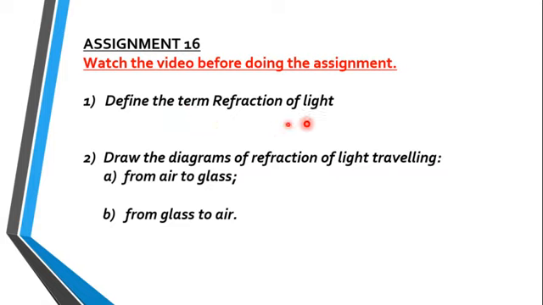So we are supposed to define refraction of light. Number 1. Number 2, draw diagrams of refraction of light. A, the light traveling from air to glass. Look at the direction. Air first, then glass. So it means the incident ray is in the air. Then the refracted ray is in the glass. So draw the correct diagram and label it for A. B, from glass to air. So the light ray is traveling from glass to the air. Glass first before air. So let's note the instruction and do the correct thing. Do not deviate with this.